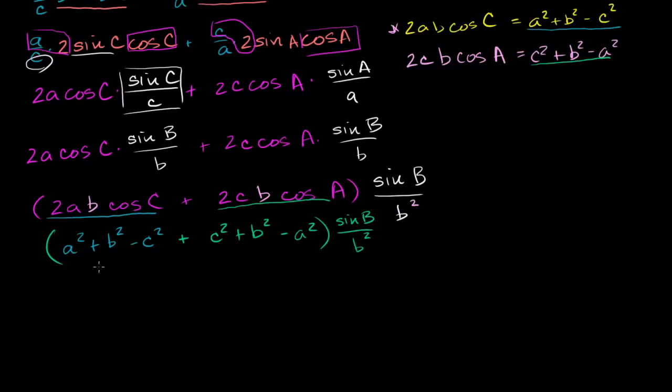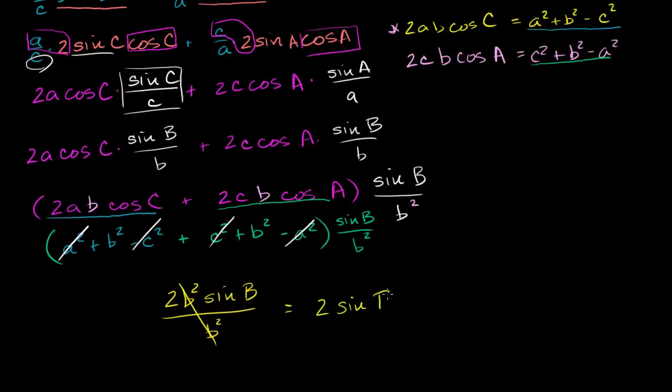Now, what does this give us? We have an a squared and a negative a squared. Things are starting to simplify. We have a negative c squared and a positive c squared. So what are we left with? We're just left with a 2b squared. So our whole expression has simplified to 2b squared sine of capital B, over lowercase b squared. These cancel out. So our whole expression simplifies to 2 sine of B.